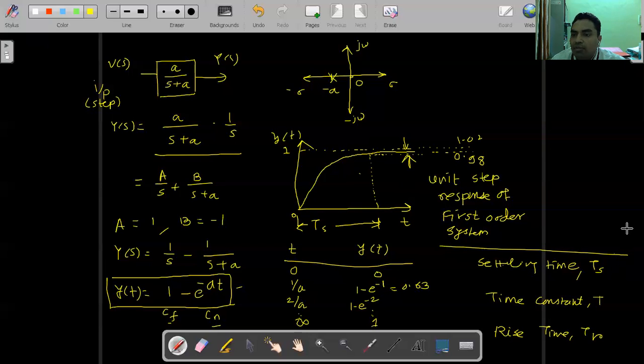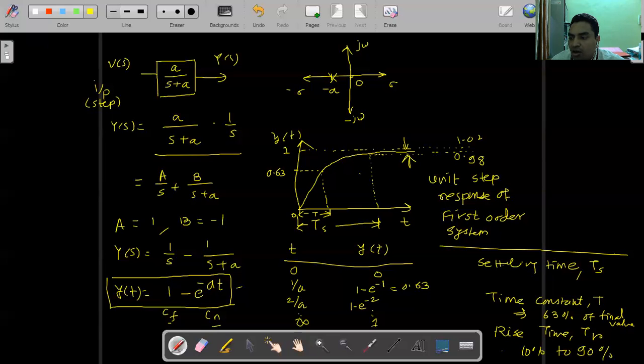Time constant is the time required to reach 63% of the final value. So this is 63%, 0.63. The time required to reach 63% of the final value is called time constant, T. And rise time is the time required from 10% to 90% of the final value.